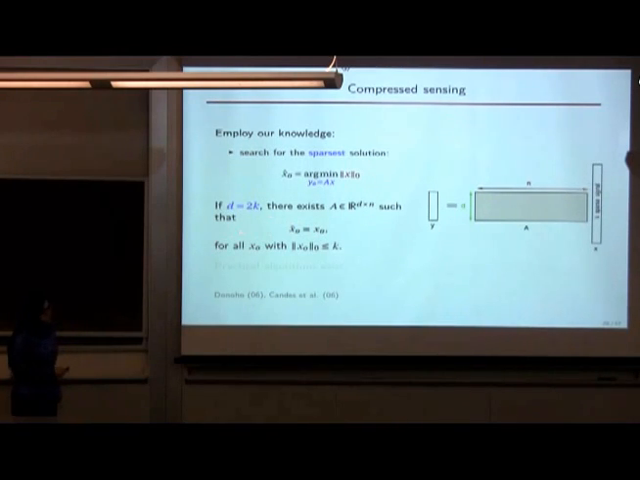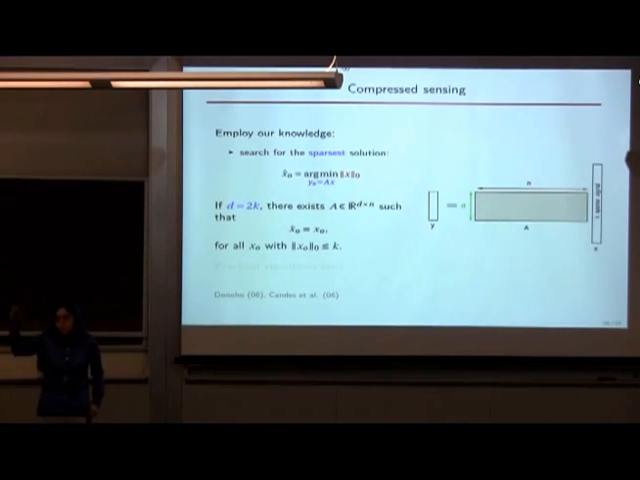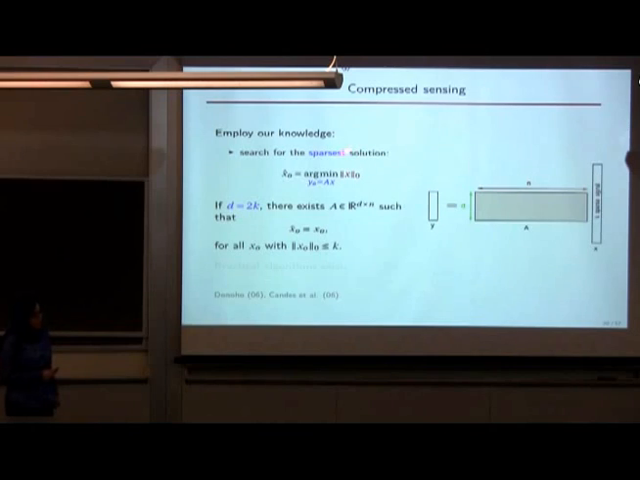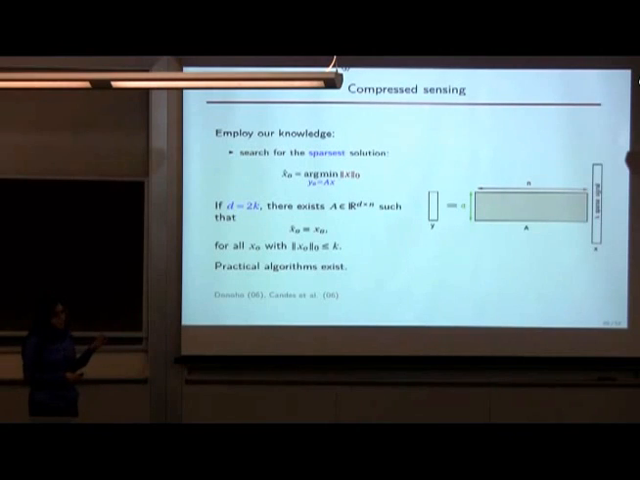And if k is much smaller than n, this tells us the number of measurements we need is much smaller than n. We don't need to go to all the high dimensions. Of course, this is not a practical scheme. It's not implementable, but practical schemes exist. That's what people study in compressed sensing.